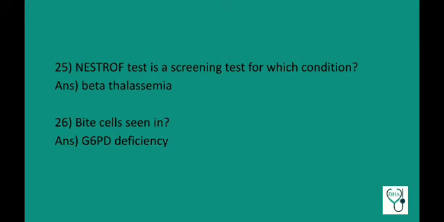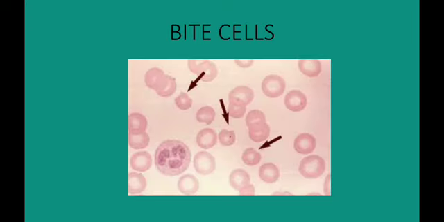Nestrov test is a screening test for which condition? Beta thalassemia. Bite cells are seen in G6PD deficiency. This is an image-based question showing bite cells on peripheral blood smear of G6PD deficiency.